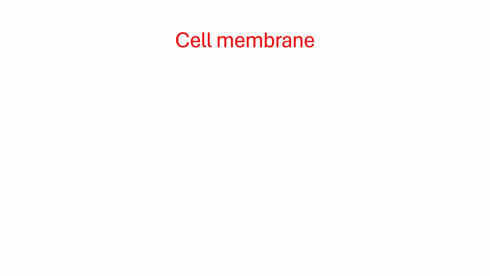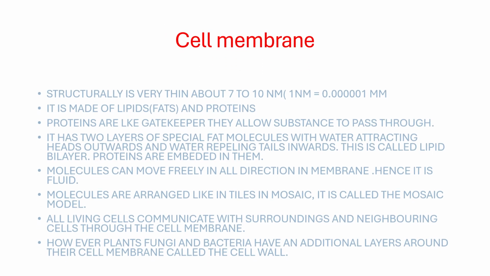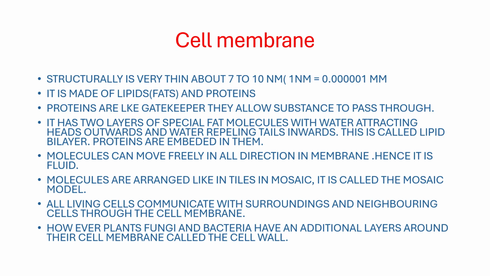Now let us study about the cell membrane. It is structurally very thin, about 7 to 10 nanometer. Nanometer means 0.0000001 millimeter. It is made up of lipids, fats, and proteins, as you have seen in the figure. Proteins are like gatekeepers. They allow substances to pass through.